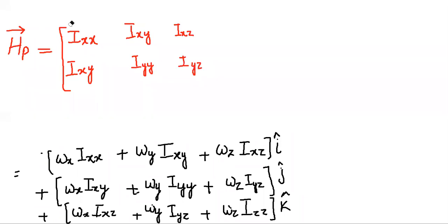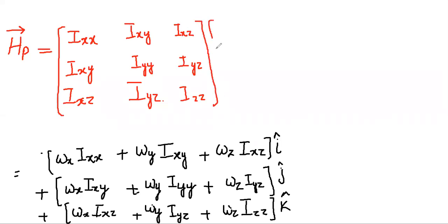And the last component will be Ixz, Iyz, and Izz. I'm writing these moments of inertia terms first in a matrix, and we'll multiply this matrix by one more matrix, a column matrix having elements omega x, omega y, and omega z.